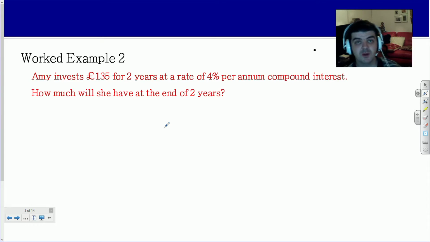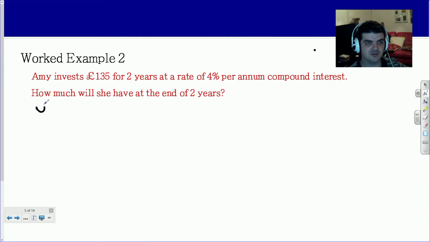Okay, so worked example 2. You can pause the video if you like and try this one yourself beforehand, or you can just follow along with the video, copy the answer down. You'll get plenty of opportunity at the end to try some more of these yourself. Okay, so let's see how it goes. Amy invests £135 for 2 years at a rate of 4% per annum compound interest. How much will she have at the end of the second year?